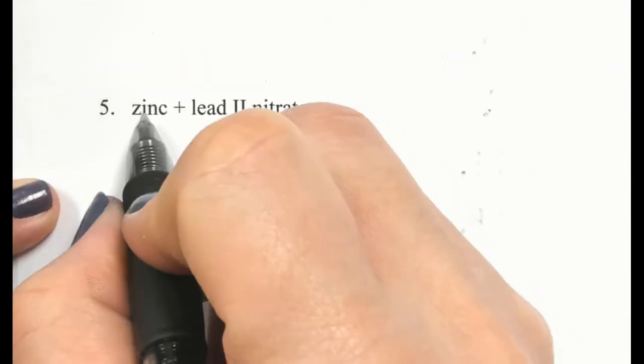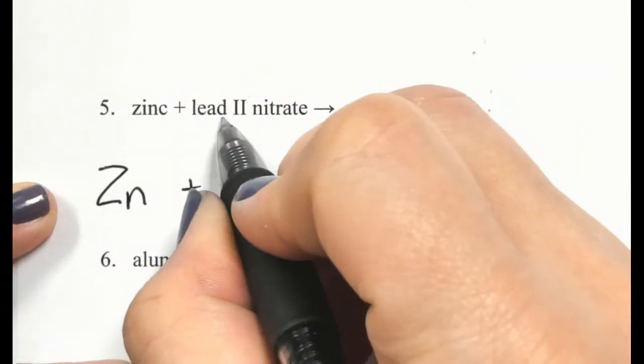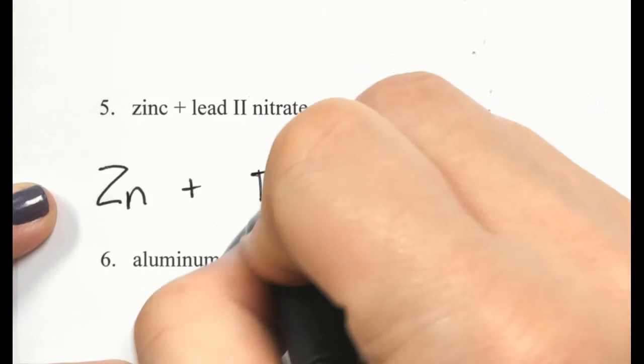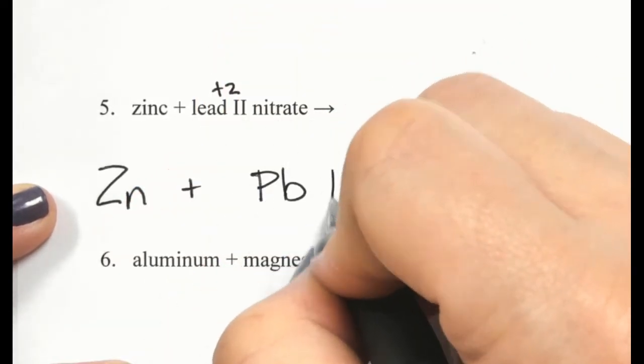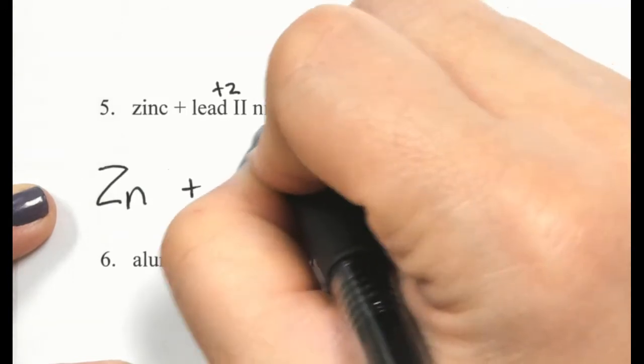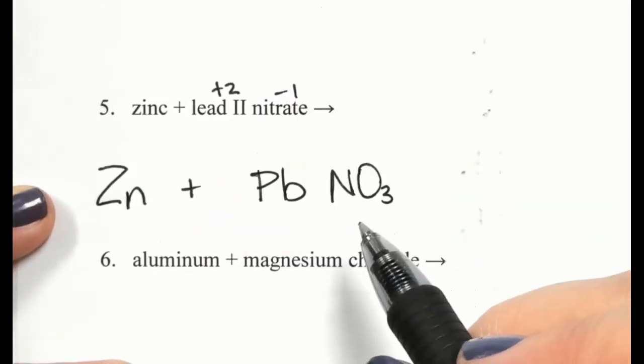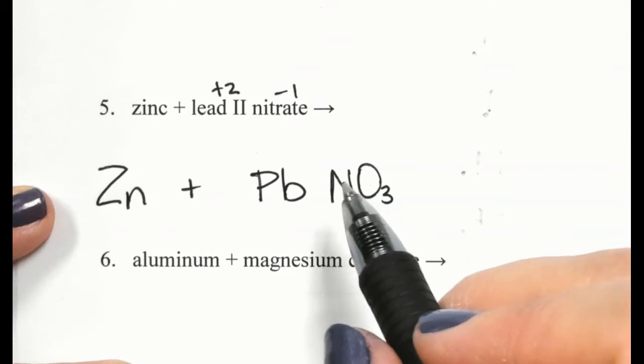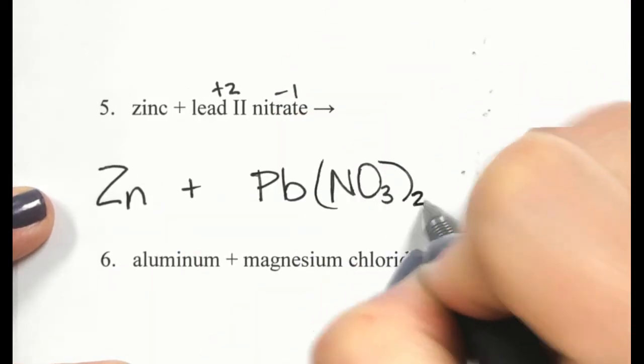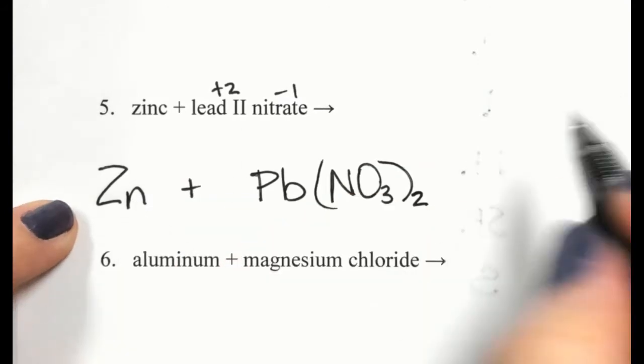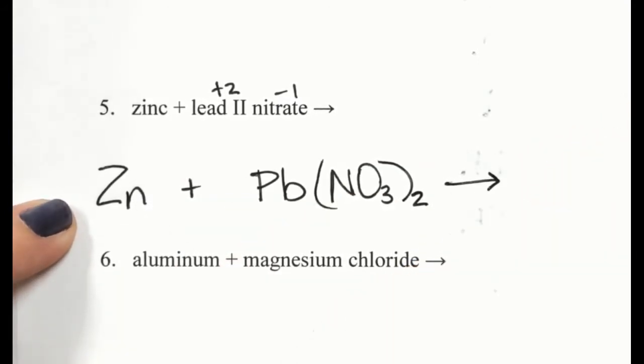So let's translate. Zinc is Zn plus lead 2, so we have lead, it has a +2 charge, and nitrate is NO3 and it has a -1 charge. I'm going to need to balance my charges by crisscrossing, so this will get a 1, this will get a 2, and then zinc is not a diatomic, so it does not get a subscript of 2.